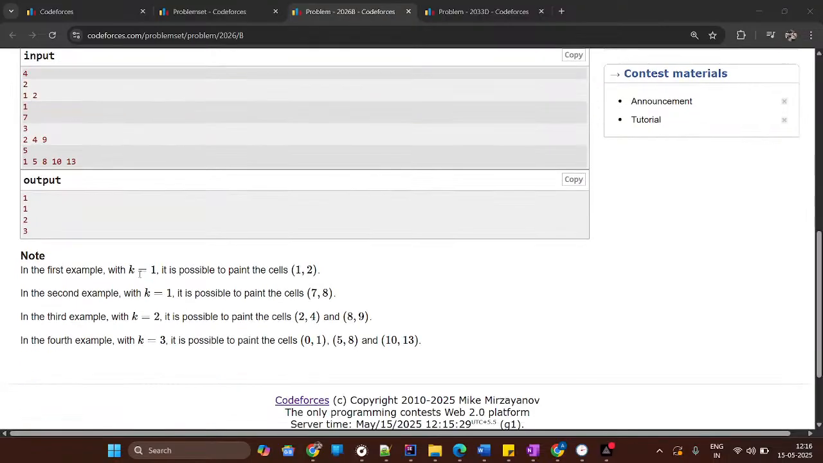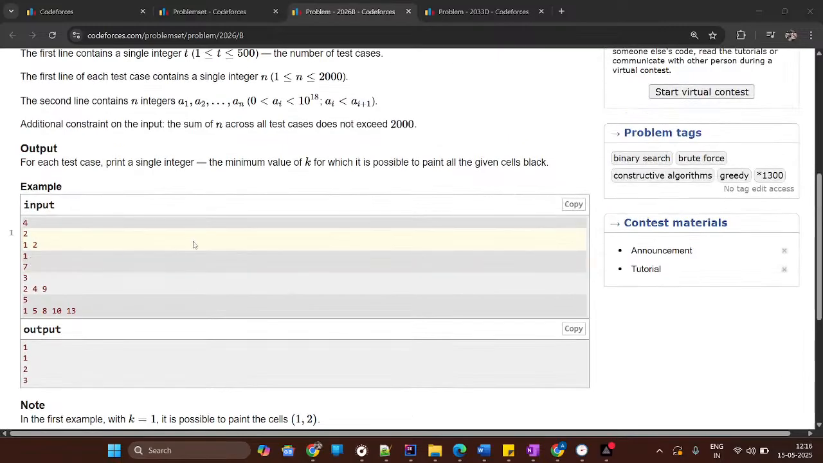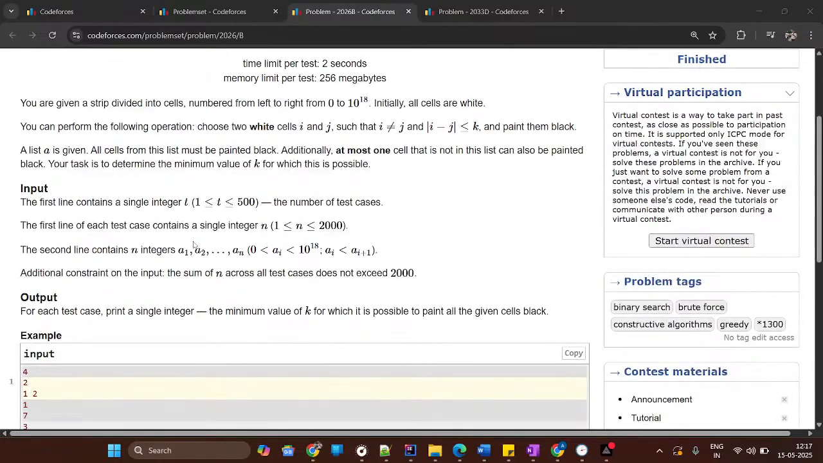Okay, let's see the example. With k equals to 1, it's possible to paint the cells 1 and 2. There are two cells. Okay, so we have a strip into cells numbered.